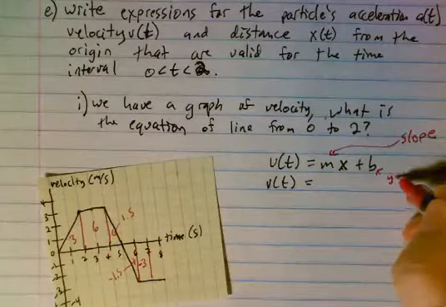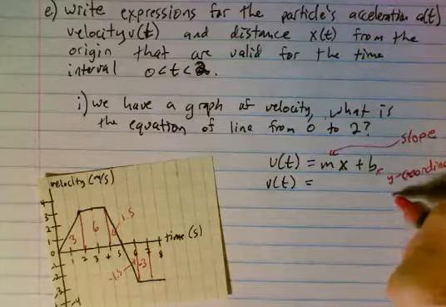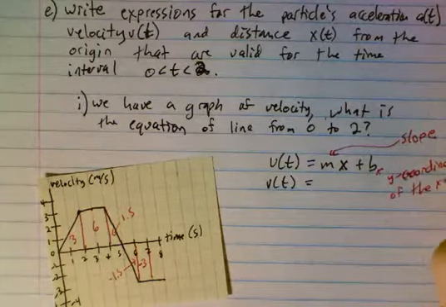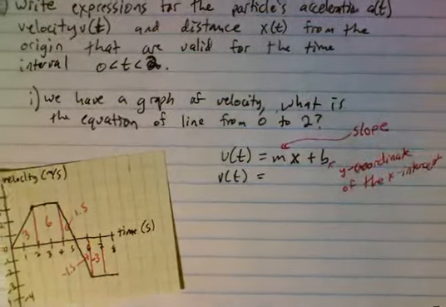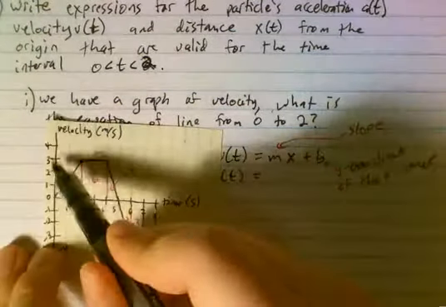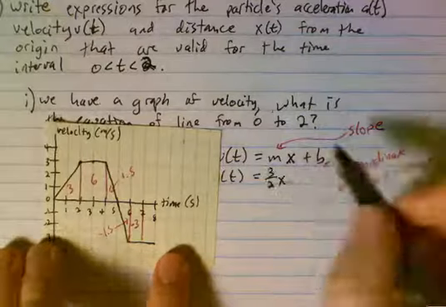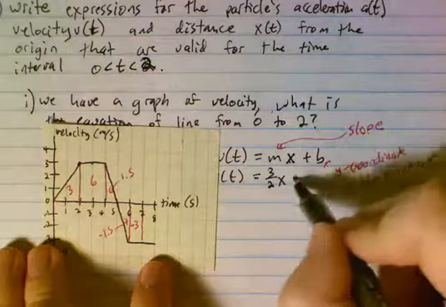Second thing we want to know is the y-coordinate of the x-intercept. So I can see right here that the slope is 3 over 2, and I can see that the y-intercept is 0.